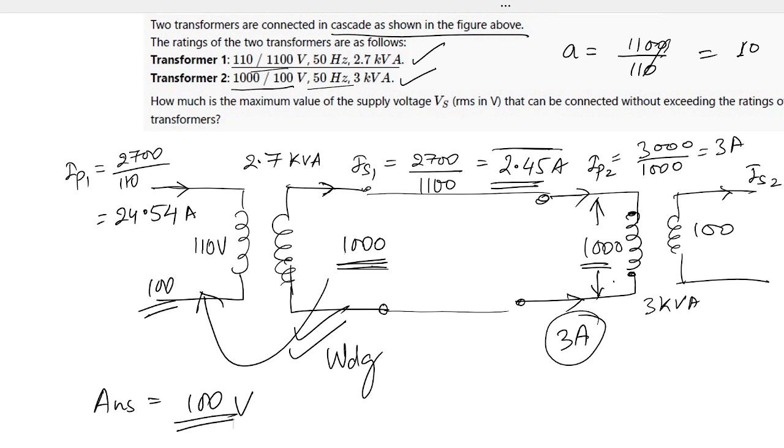Now next part is, how much is the maximum value of supply current? The current in the secondary side will be dictated by the winding of the first transformer, because this is having 3 ampere rating and this transformer is having 2.45 ampere rating. So the secondary of the first transformer is having 2.45 ampere. If current is 2.45 ampere here, what will be the current at the primary side of the first transformer? 24.5 amperes. Okay, fine.